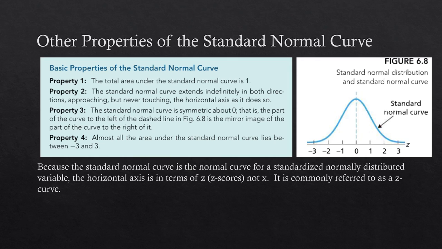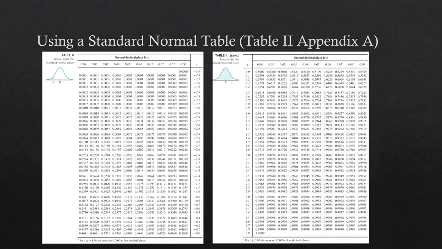What separates this from a regular normal curve, remember, is that the horizontal axis is in terms of z-scores, not x. So everything on the horizontal axis will be z's, not x's. We have converted it, if you remember, using our formula. So this is what you're going to need to get used to.